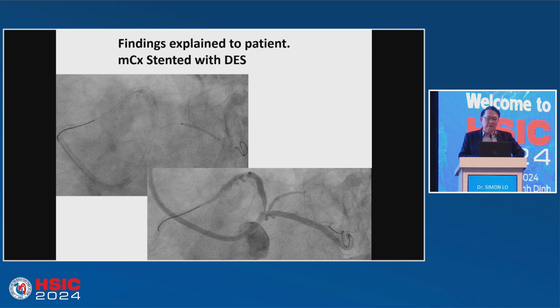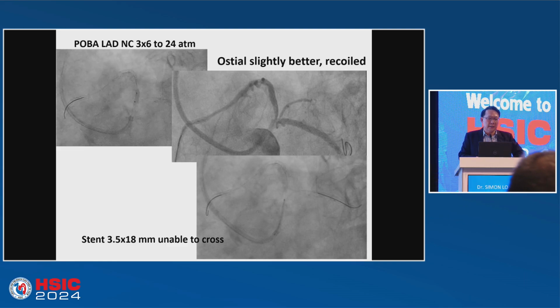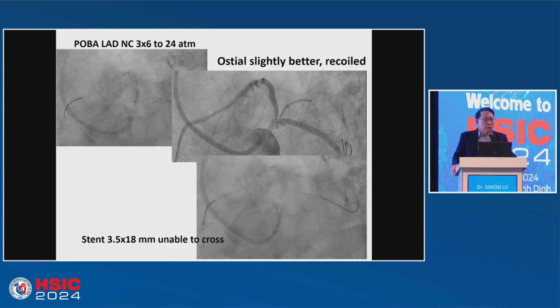So the mid-circumflex was stented with a DES. Then we move on to the LAD, osteo-LAD disease. It was initially dilated with a semi-compliant 2.5 balloon followed by an NC 3.6 millimeter to 24 atmosphere. And the osteo-LAD lesion looks slightly better, but it recoiled rather quickly. And you can see in the bottom that the stent of 3.5, 18 millimeters was unable to cross the lesion.